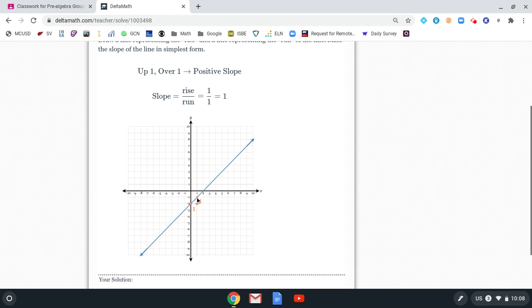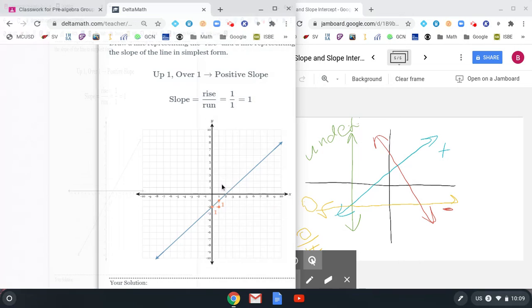So they chose the one, that one's a little bit easier. If you go up 1, then right 1, that's the same thing. And this is what we're talking about with proportional. The slope is still proportional. It's just not that constant multiplication like we saw in direct variation.